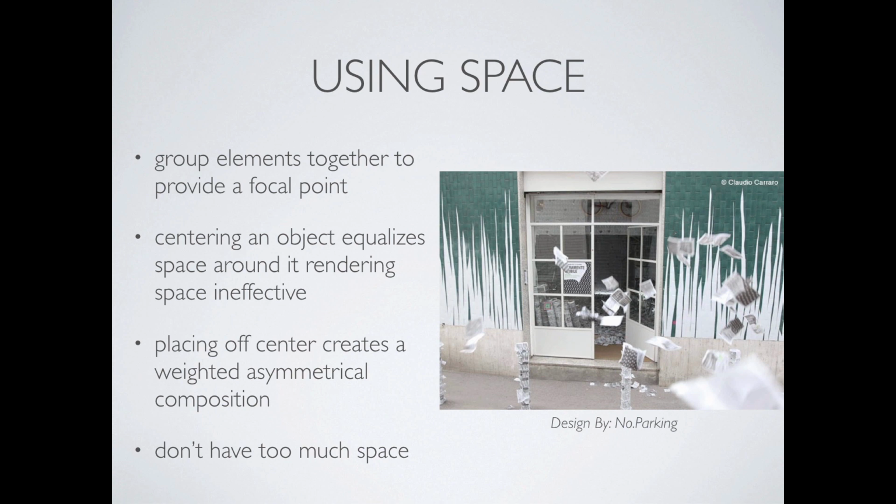Using space to your advantage. If you group your elements together, generally that provides a focal point, and the space then goes around. If you center an object and equalize the space around the object, it completely inactivates the space. It becomes not important. So how you place the object in the space is very important. Placing off-center creates a weighted asymmetrical composition. This is just like in the photography world, rule of thirds here. Active space, passive space, same concept.